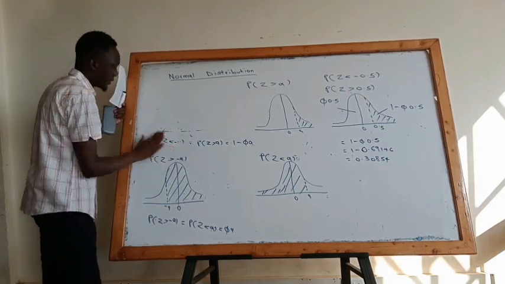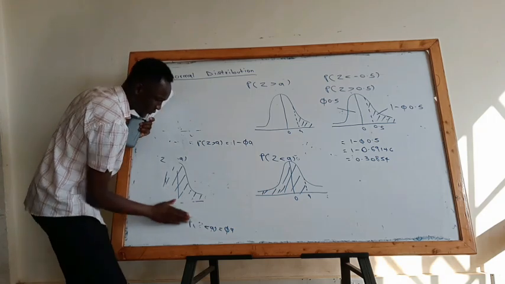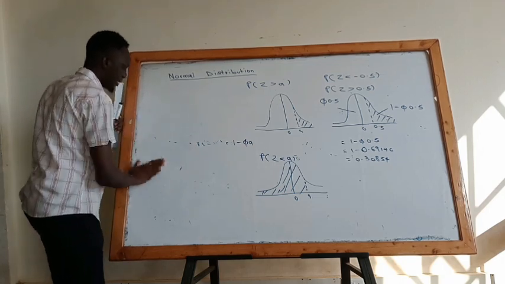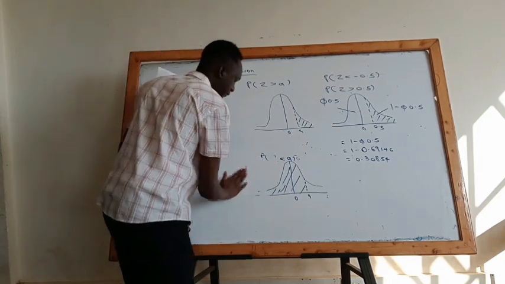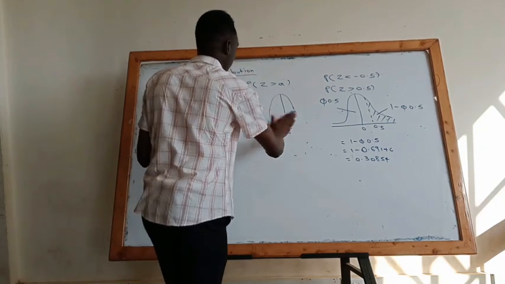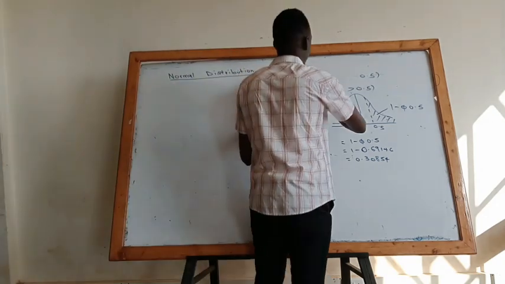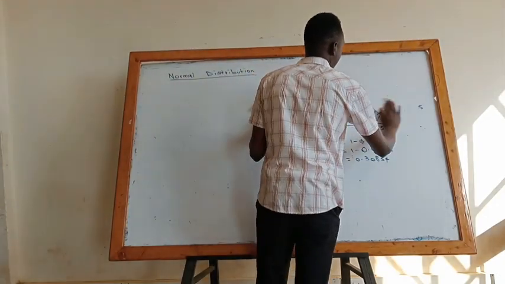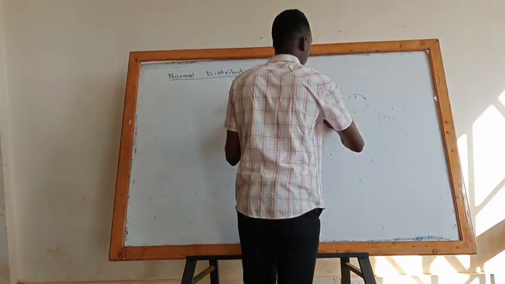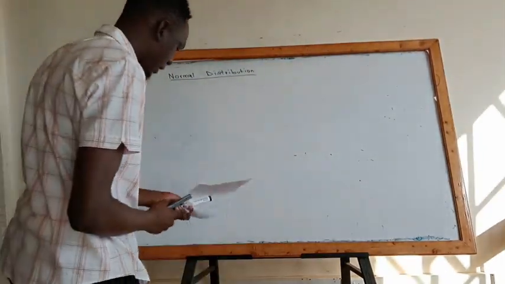Now we are still using tables. There are some important identities that we should know that will help us to find the probability, that is, the area under the curve.